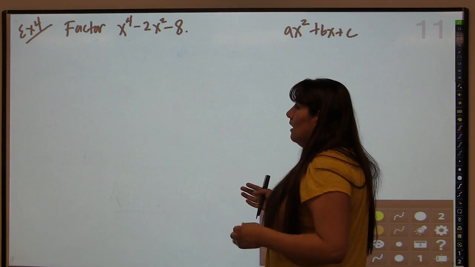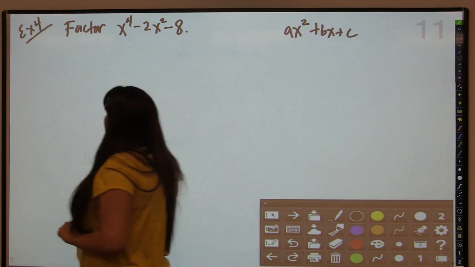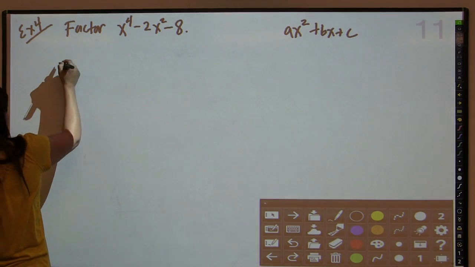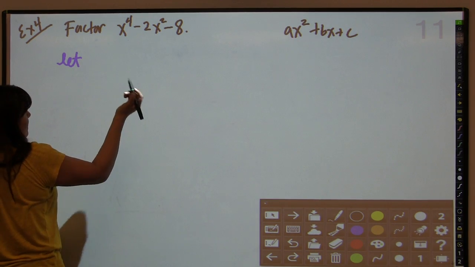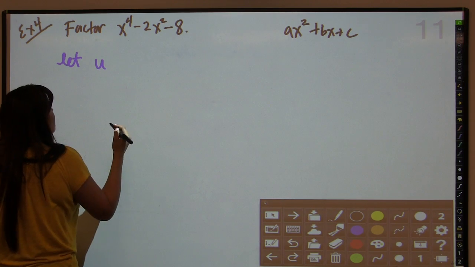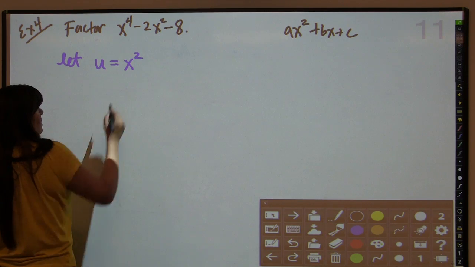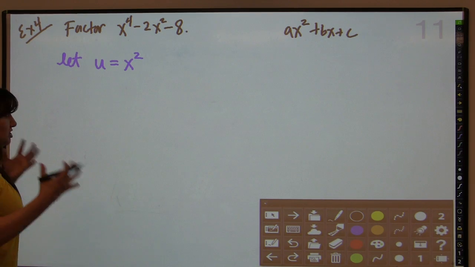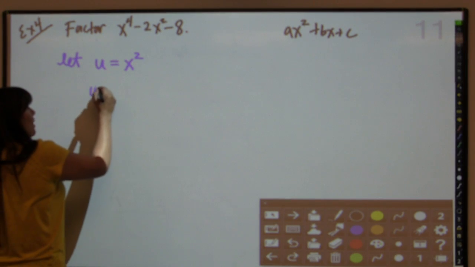like a quadratic, but we have to do one little thing first. We have to do this little substitution. Let's pretend, so let a different letter. So I'm going to pick u, it's different than x. Let me say that u is equal to x squared, which you might not like, but just accept it. So if u equals x squared, then what would u squared equal?